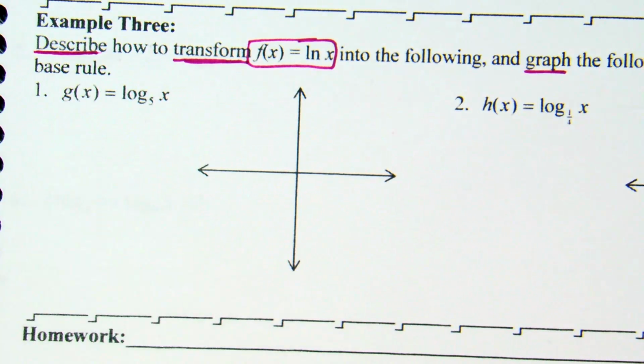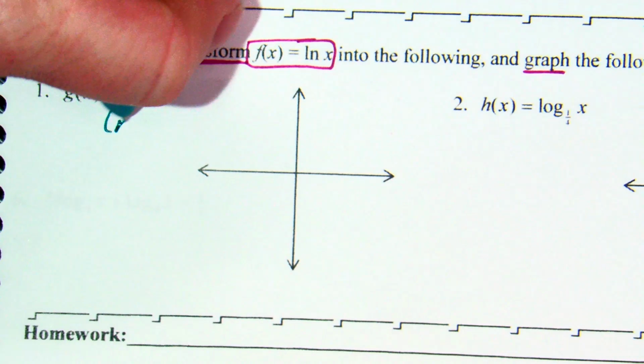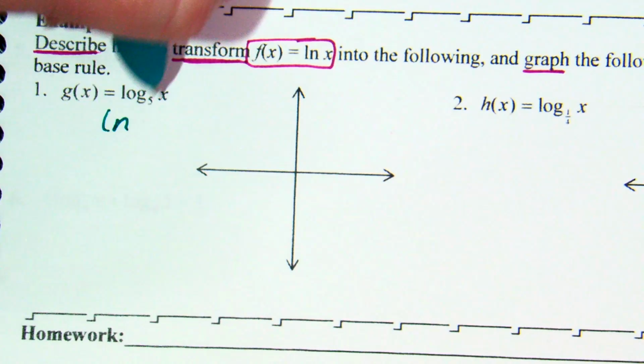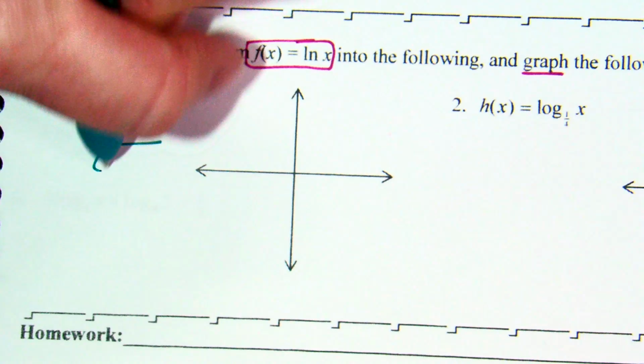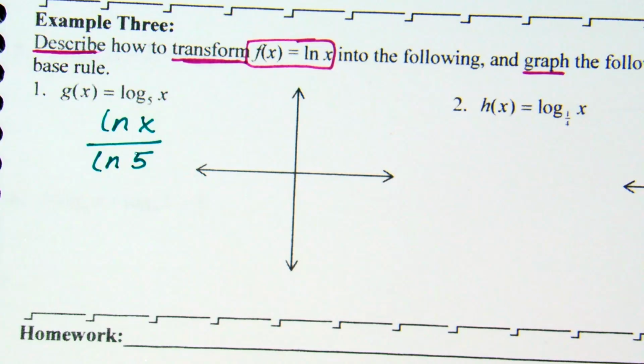Okay, change of base formula. If I rewrite this using a change of base formula, it's what? Natural log of x divided by natural log of 5. There's no e. The e is understood. You don't write the e in, just like you don't write a 10 in.